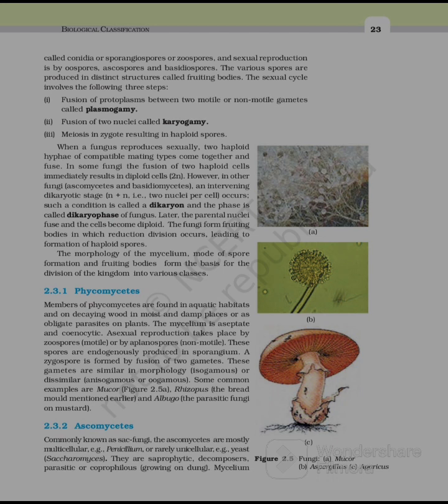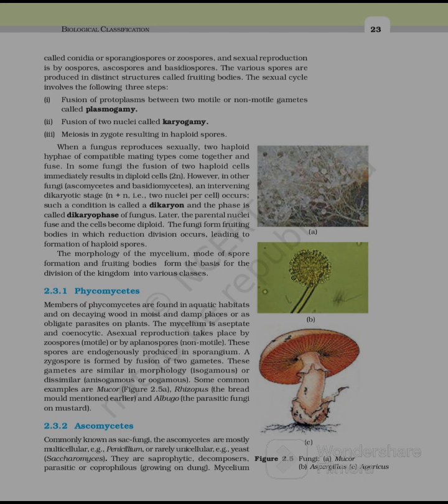Members of Phycomycetes are found in aquatic habitats and on decaying wood in moist and damp places, or as obligate parasites on plants. The mycelium is aseptate and coenocytic. Asexual reproduction takes place by zoospores (motile) or by aplanospores (non-motile). These spores are endogenously produced in sporangium.